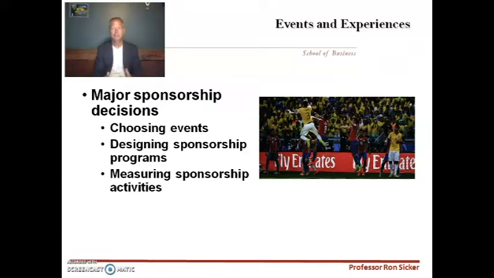Then you've got to design your sponsorship programs. What do you want to do? Do you want to advertise during that event? Do you want to just put it on your own materials, on your own collaterals? Do you want to put it in your advertising? For instance, you could advertise your product, and then on all of your advertising, you could say official sponsor of whatever event it is. And measuring sponsorship activities, that's really, really difficult. We don't know whether sales are going to increase or decrease. However, we can get a pulse on how our customers feel about it and whether it's gaining goodwill or not.